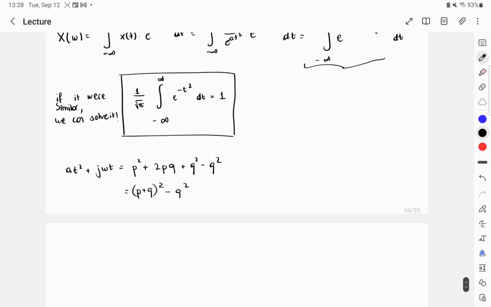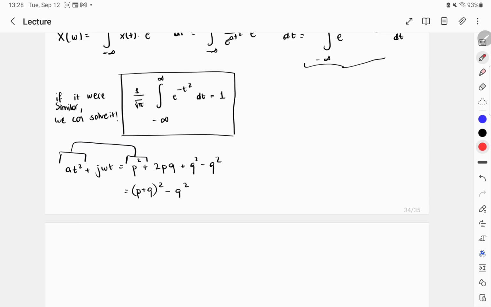Now we need to make them equal. Now we need to determine what is p, what is q, etc. So we said this one equals this expression, and similarly this one equals this expression, and now we are just going to find out what is p, what is q. Okay, p squared, from here we can see that it's at squared, and then jωt equals 2pq. From here you can do all the calculations, and we will finally come to this conclusion.